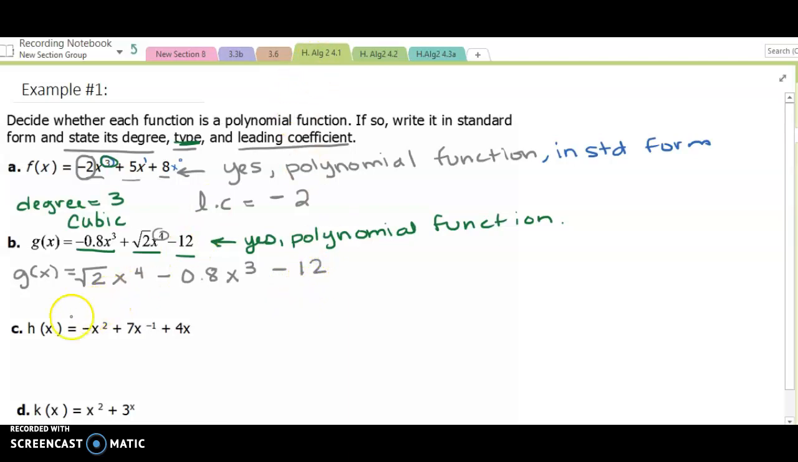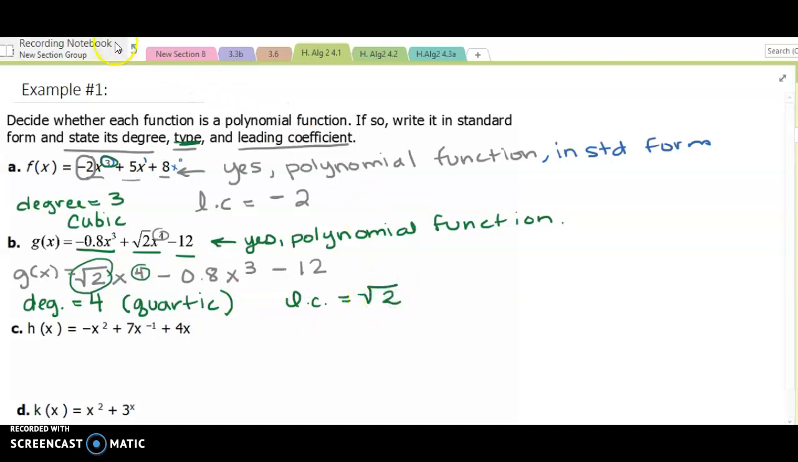Okay, now our degree is our highest exponent, so we have a degree of, oh, sorry, a degree of 4, my bad. We have a degree of 4. And because we have a degree of 4, that means this is a quartic function. Okay, and my leading coefficient would be the coefficient of that exponent. So leading coefficient is square root of 2.